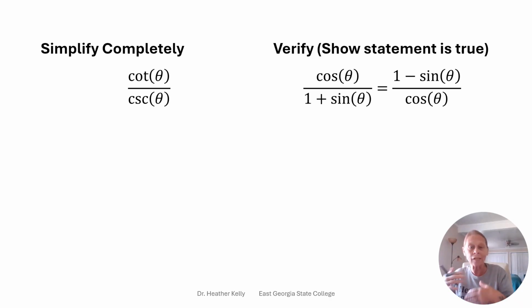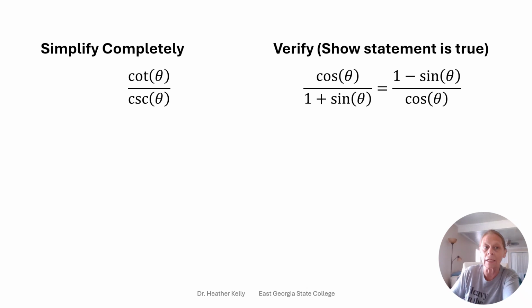So as we go on, we're going to get more sophisticated in the way that we do this. But no matter what, always keep in your mind that you can always go back to the brute force method. You can always go back to turning everything into sines and cosines and seeing if you can't make it work out like that.